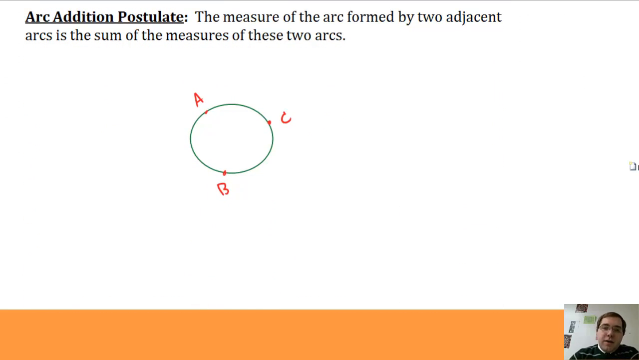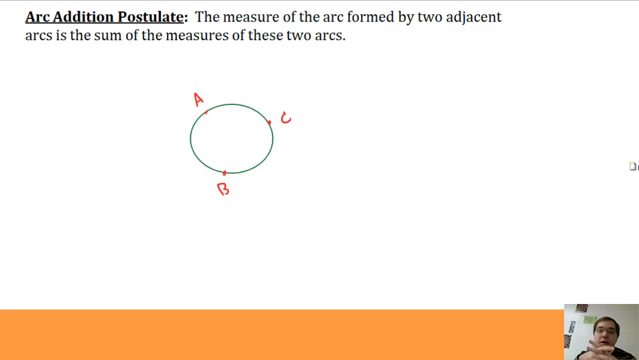Way back at the beginning of the year, in September, we had the segment addition postulate and the angle addition postulate, which said if we've got two adjacent segments, two segments that share the same endpoint, we can add them together to get the whole segment. If we have two adjacent angles, two angles that share the same ray in the middle, then we can add those two angles together and get the whole angle.